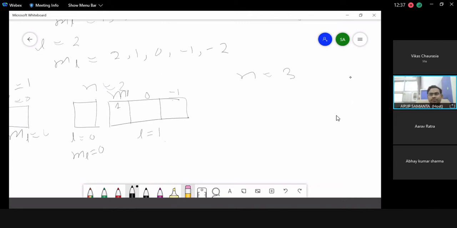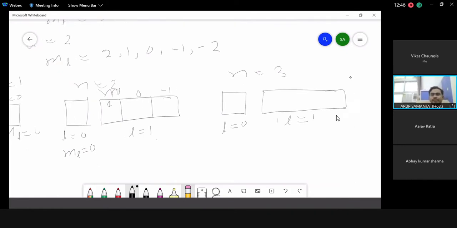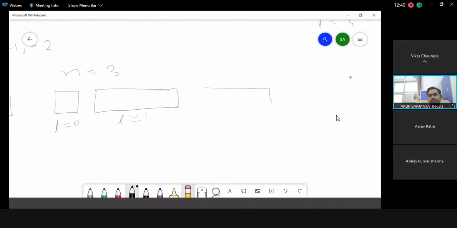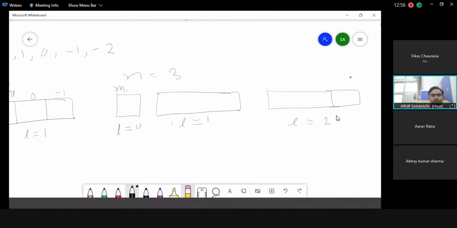For n equal to 3, your l values are 0, 1, and another l value, 2. Now with this ml value for l equal to 0, for l equal to 1 we have 3 ml values, 1, 0, minus 1, and so on.